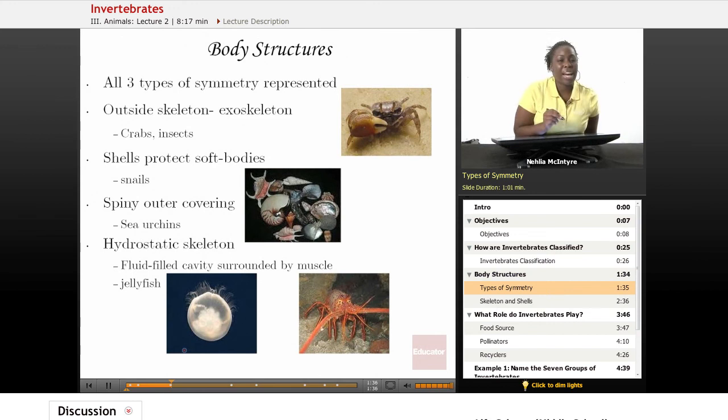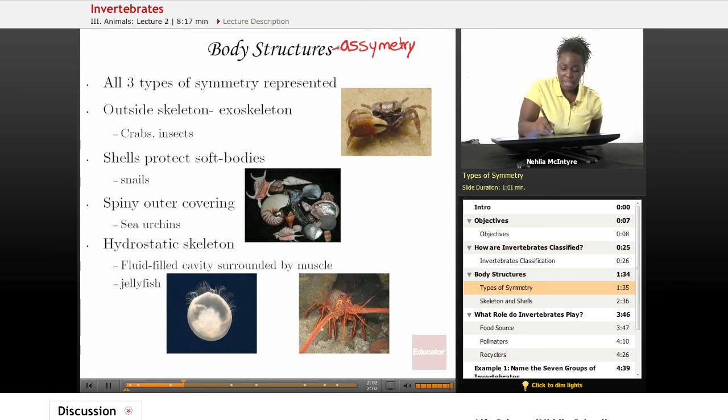So let's talk about the body structure of invertebrates. All 3 types of symmetry are represented when we're talking about invertebrates. So the 3 types of symmetry that we've discussed were the asymmetrical body plan, or asymmetry, which means they're not really a body plan at all. They can be any shape or any type of size.